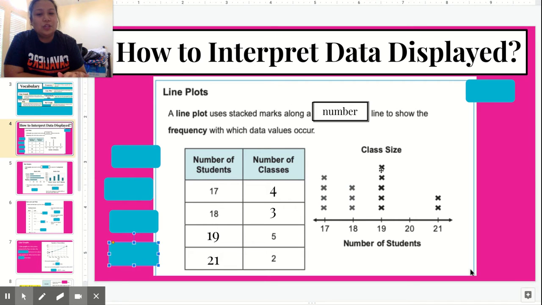So that's how you would interpret a dot plot. Just remember that the number here on the bottom says number of students. They usually have the title down there on the bottom, what it represents.